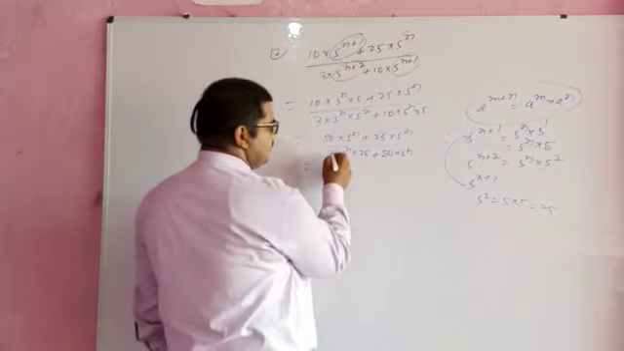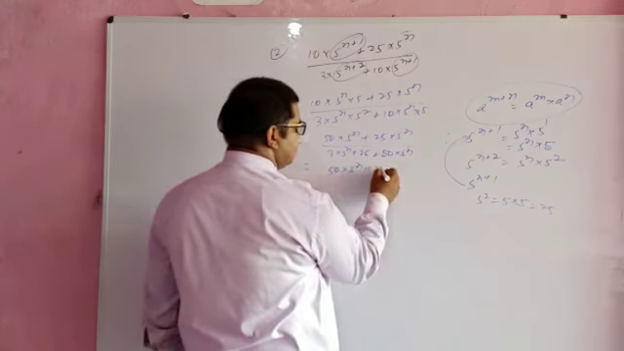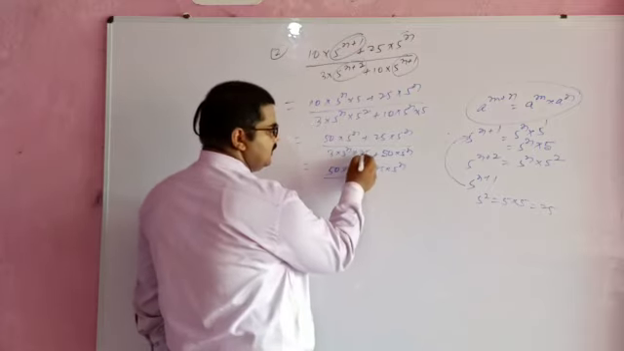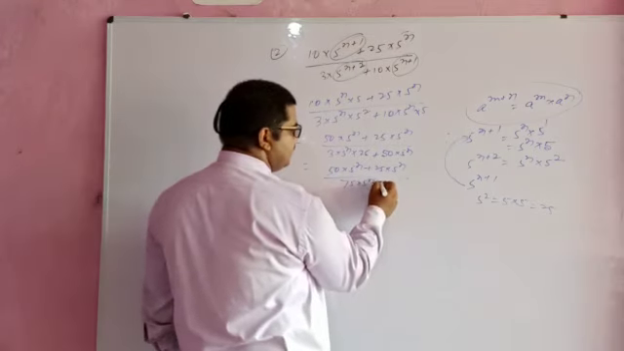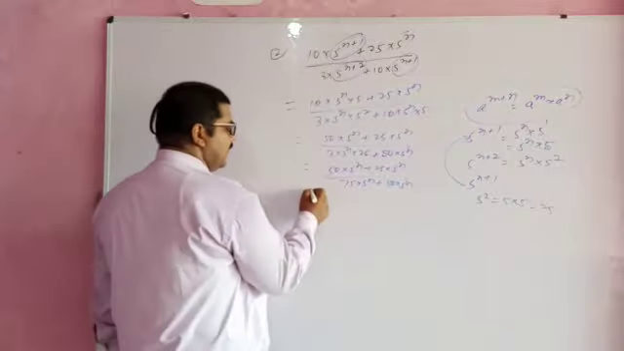One more time: 50 into 5 to the power n plus 25 into 5 to the power n, upon 25 into 3, which is 75, into 5 to the power n, plus 50 into 5 to the power n.